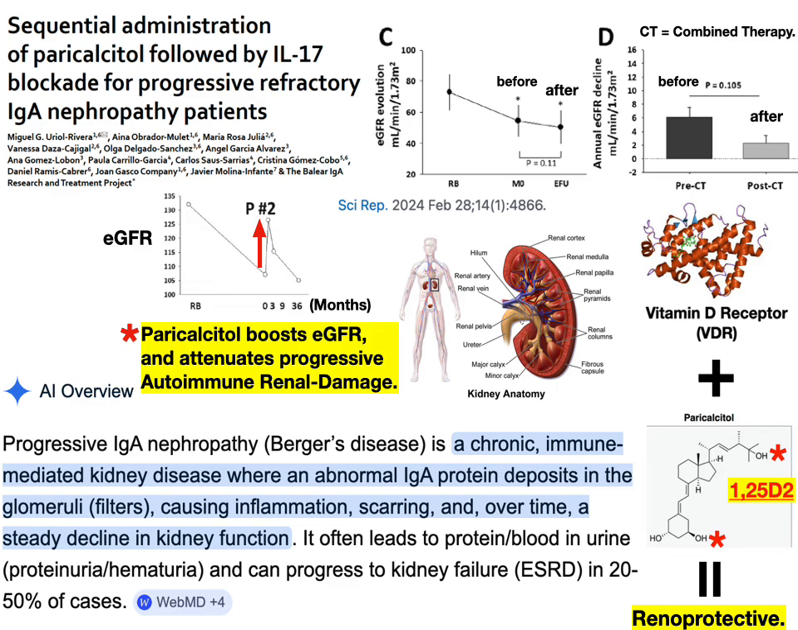Damage to glomeruli, as well as the scarring, can progress to kidney failure, known as end-stage renal disease, in 20 to 50% of cases. So summarizing the results of this paper in a vertical information vector, vitamin D receptor being stimulated by paracalcitol produces renoprotective actions, and that is being demonstrated in this study of IgA nephropathy patients.